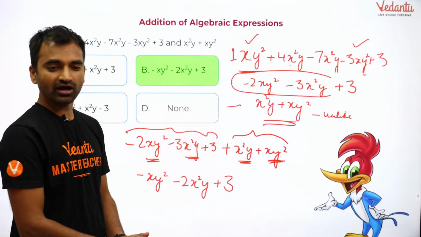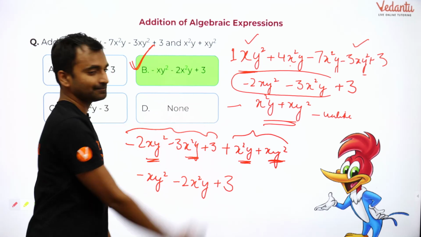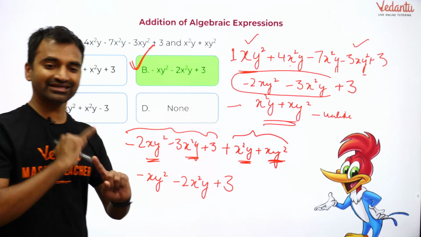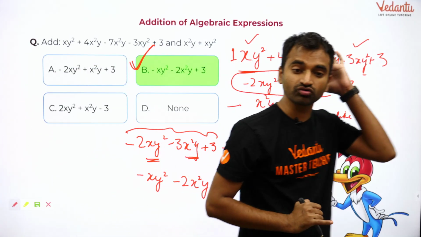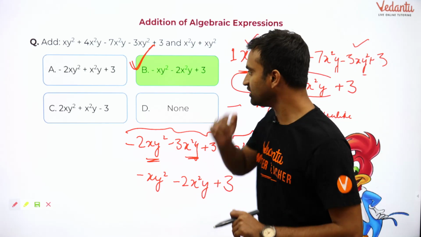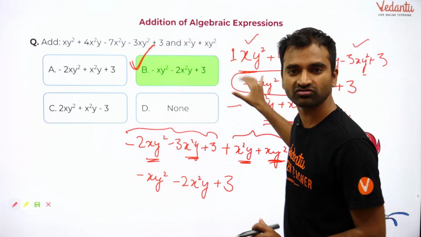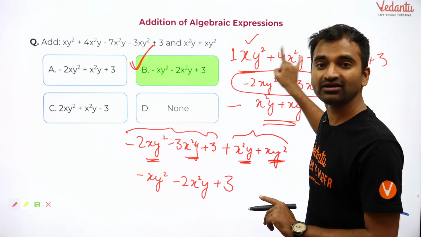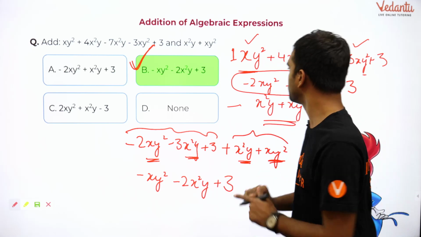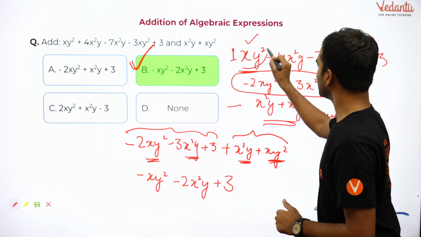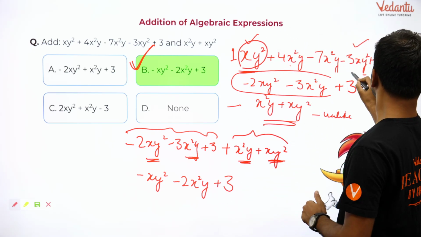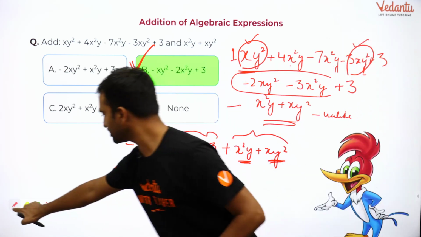Is that fine, everyone? So that is how you end up with B. The key highlight of this question is that the only mistakes you can make here are, one, noting down the expressions, and second, identifying what the like terms are. So this is a like term with this. These two are the only like terms.